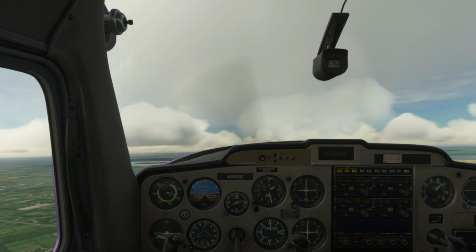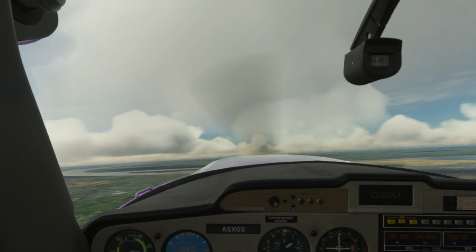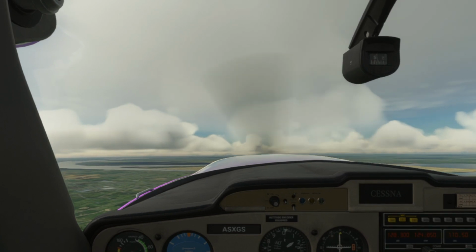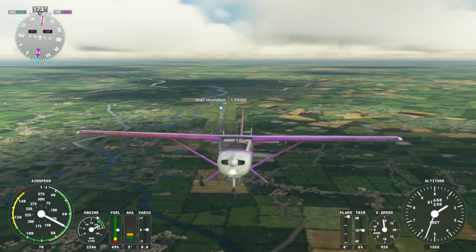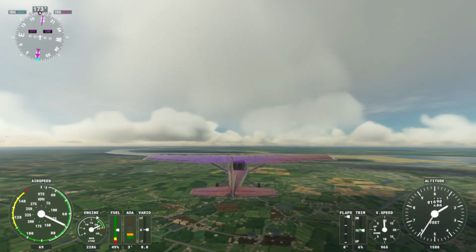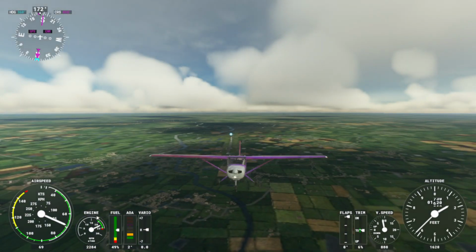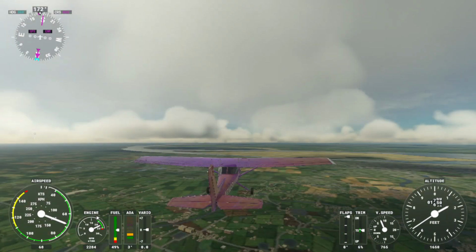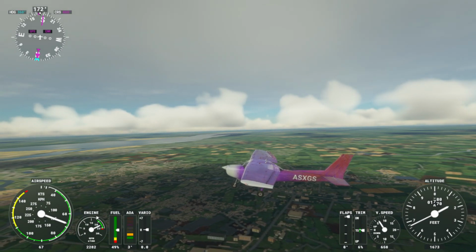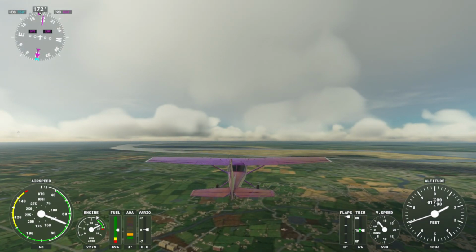Alright, now we can slowly start to trim the plane so that the nose stays parallel to the horizon, so that the vertical speed is 0. That means the plane won't go up or down anymore. You can slowly start to do that in a bit.